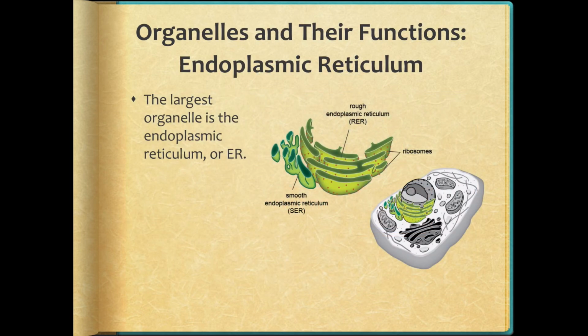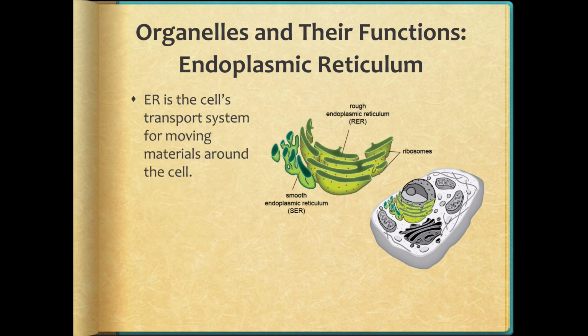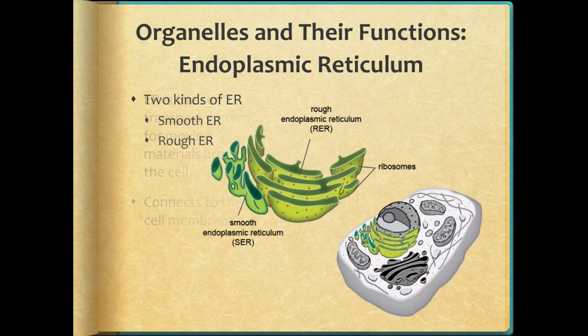The largest organelle is the endoplasmic reticulum, or the ER. The ER is a network of tube-like channels that winds through the cytoplasm. The ER is the cell's transport system for moving materials around the cell. It is connected to the cell membrane. There are two kinds of ER, smooth ER and rough ER.